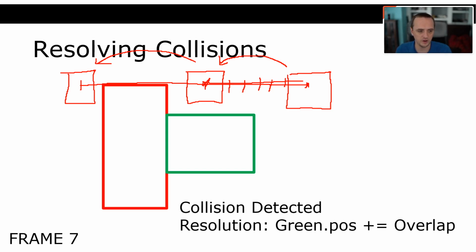All right, so that's one possible case of resolving collisions, and it's the easiest possible case, where we've collided with a wall by some overlap and we just push ourselves back out.